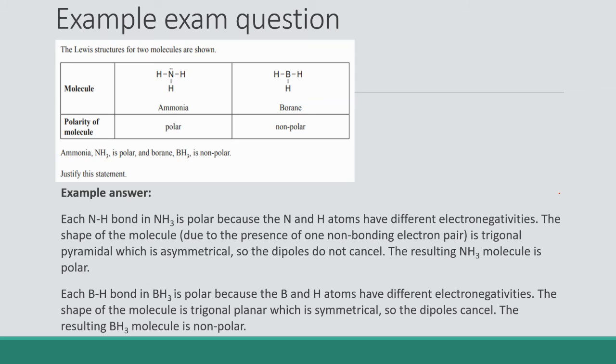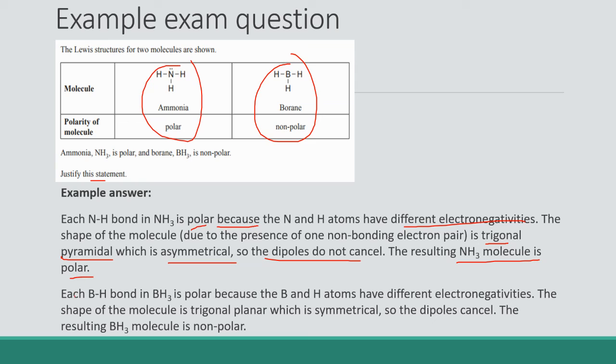Okay. So an example exam question might compare two different molecules. And so ammonia is polar and borane is nonpolar, and you need to justify the statement. So you start with ammonia. It is polar because, remember, looking for the linking words, the nitrogen and hydrogen atoms have different electronegativities. The shape of the molecule, due to the presence of the one non-bonding electron pair, is trigonal pyramidal, which is asymmetrical, so the dipoles do not cancel, and the resulting ammonia molecule is therefore polar.